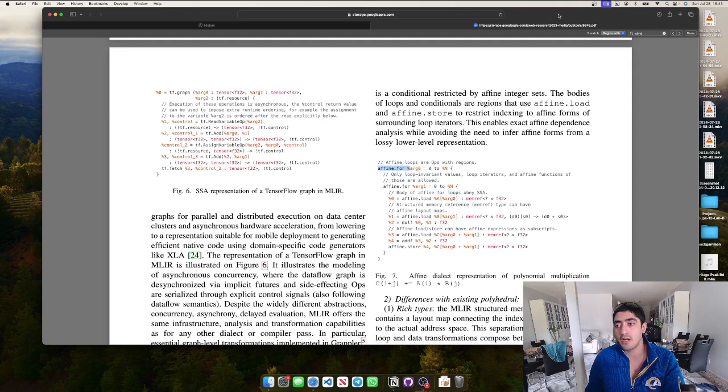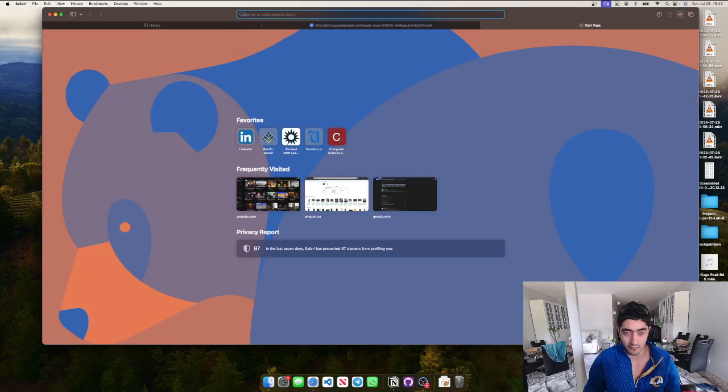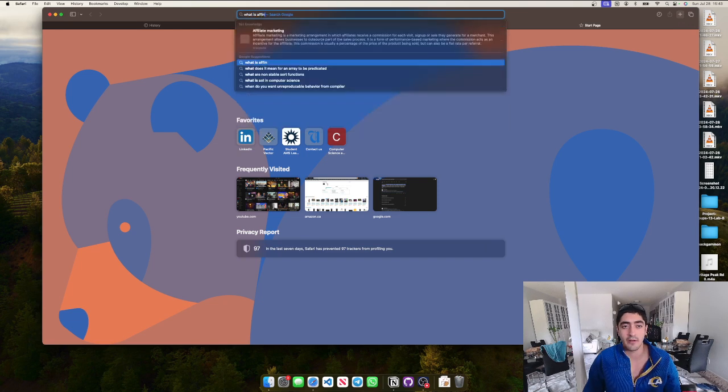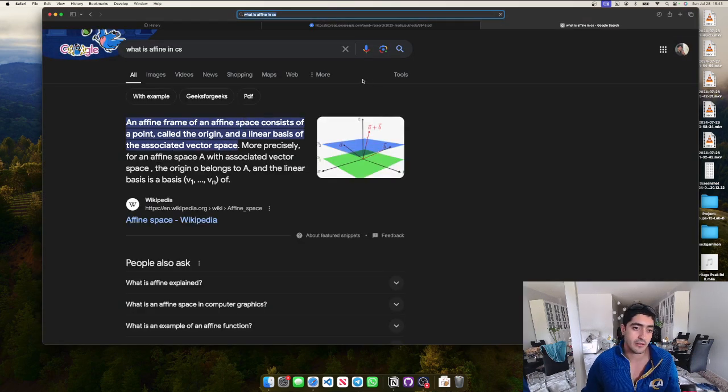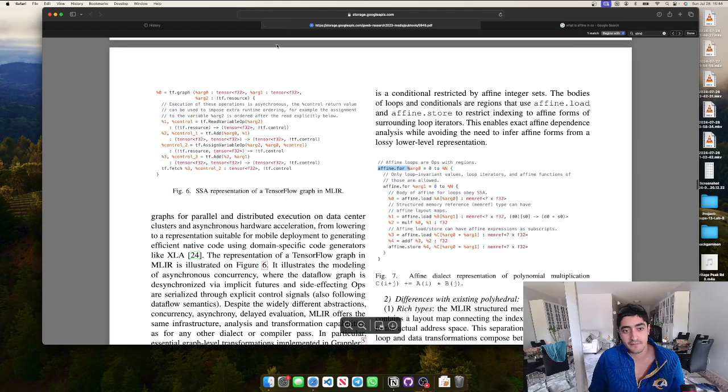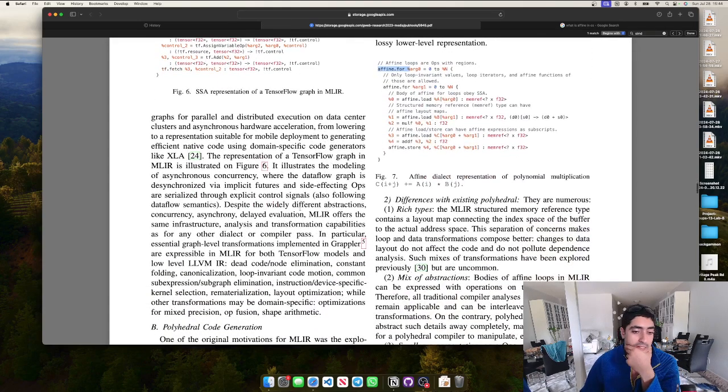Then this affine, what is affine in CS? An affine frame of an affine space consists of a point called the origin and a linear basis of the associated vector space. Not quite getting that, but okay, let's just continue for now.